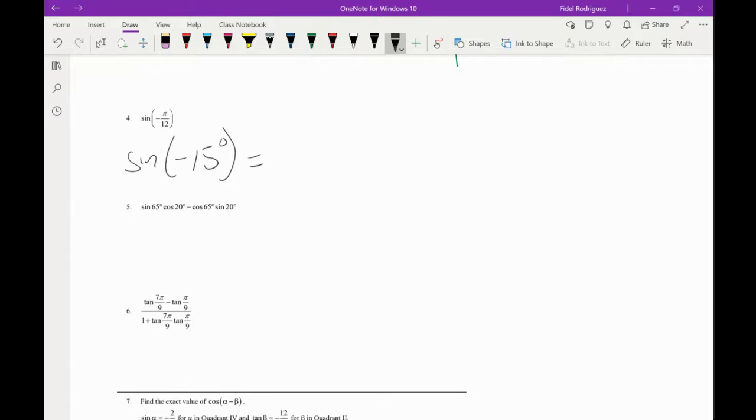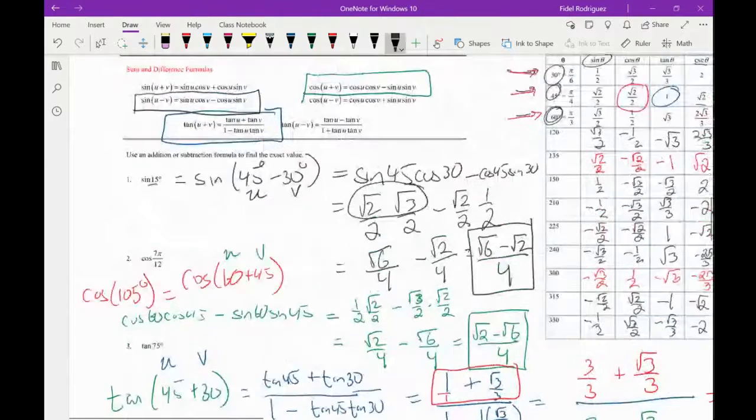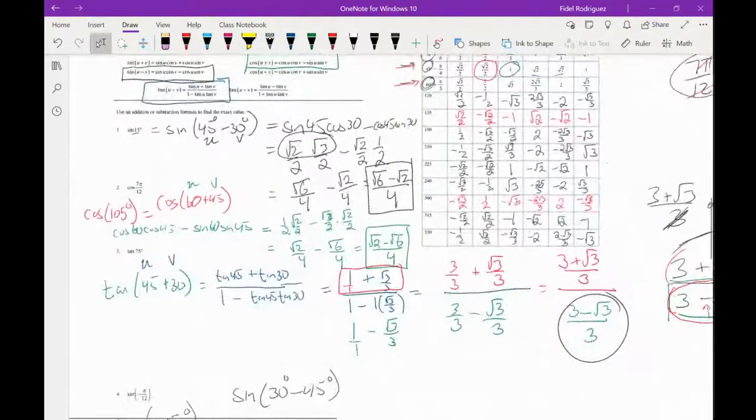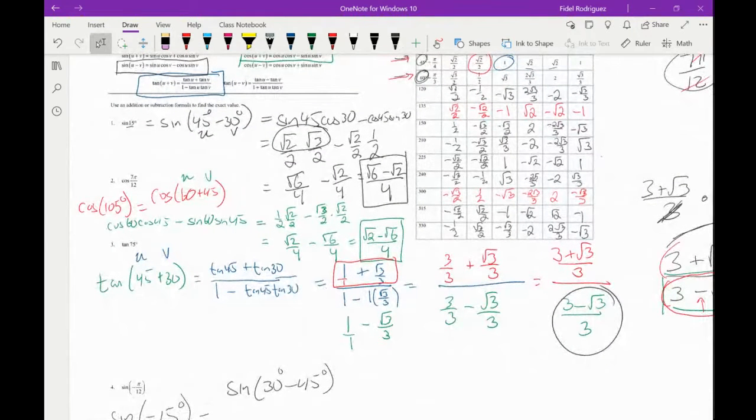How could we come up with negative 15 using 30, 45, 60? Sine of 30 minus 45. Okay. So guys, what I'm going to do here, and I'm just zooming out a little bit. I know I'm zooming out a lot, but I'll come back and fix it in a second. Here is my sine of 30 minus 45, right? This is my u. This is my v. So I'm just going to write this formula using the numbers that we got.